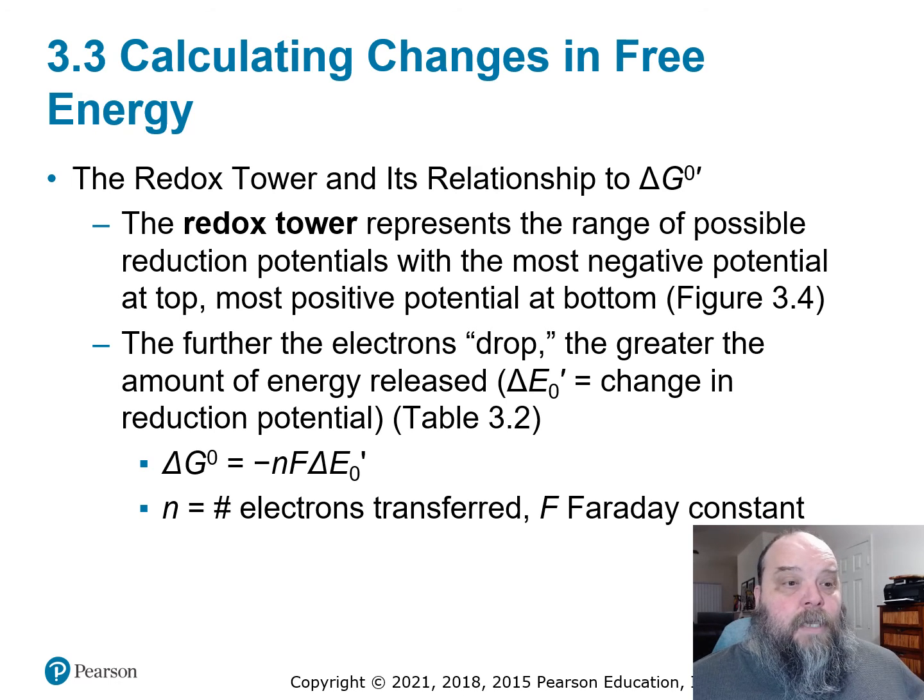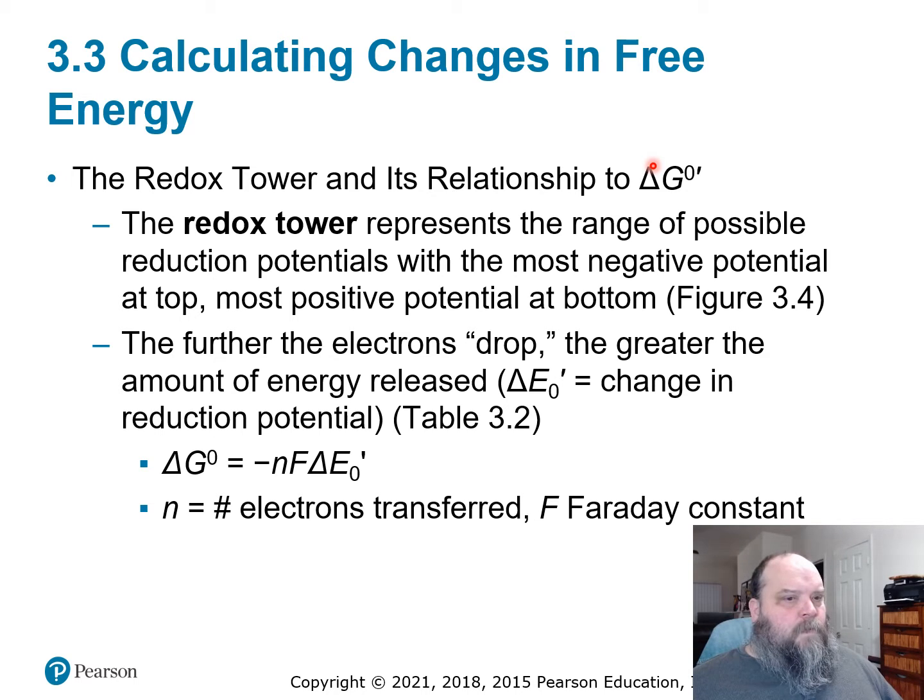Chapter 3, Section 3, Calculating Changes in Free Energy. Now, when we look at that redox tower, it allows us to couple who's giving up and who's accepting, and it can help us when we're calculating the free energy. Remember delta G from your Gen Chem? Delta G equals, was it RT plus delta H, and then I think it was E, something like that.